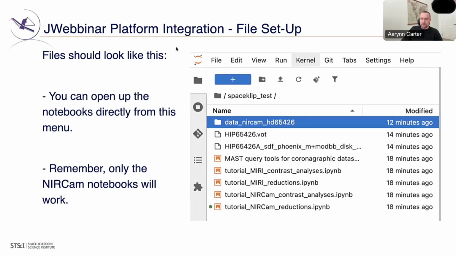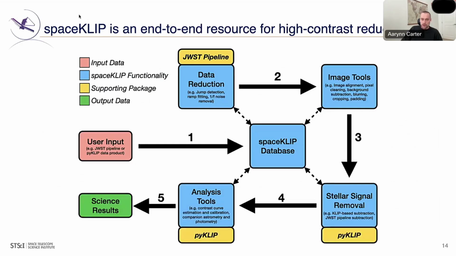So with that set up, I'll try and blitz through what spaceKLIP can do. As I mentioned, it covers an end-to-end pipeline, but with different ways to interact with it. The main thing is that you start with some user input, and this gets loaded into a spaceKLIP database. This could be at different stages. You could start right at the most basic files you can pull from MAST and start with the data reduction, or you could start with the calibrated files off MAST and then go straight to image cleaning or PSF subtraction, and move around this circle in a way to get science results.